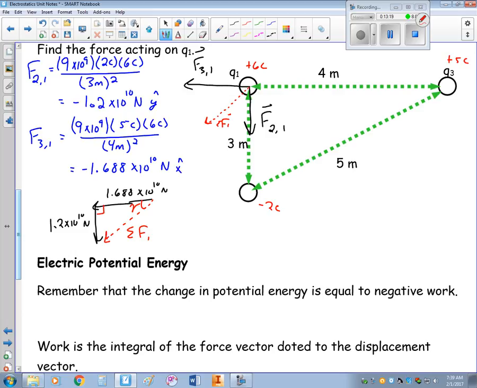So using the Pythagorean theorem and inverse tangent, I would get that this net force would be 2.07 times 10 to the 10th newtons, acting at an angle of 35.4 degrees, and then I'll just say it's south of west. So that would give me my force acting on particle 1.